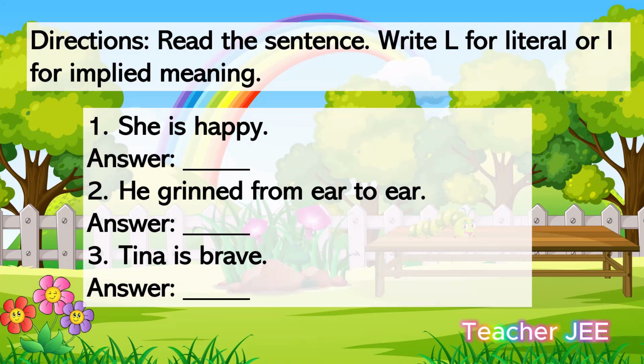Read a sentence. Write L for literal or I for implied meaning. She is happy. She grinned from ear to ear. Tina is brave. You can write your answer on a separate sheet of paper, or you can share your answer with your classmate. You can pause the video and just continue after answering.